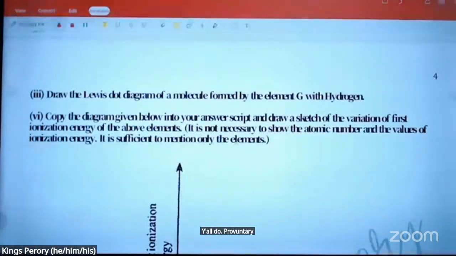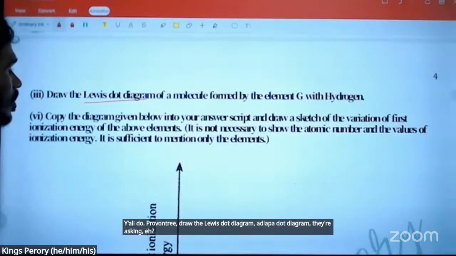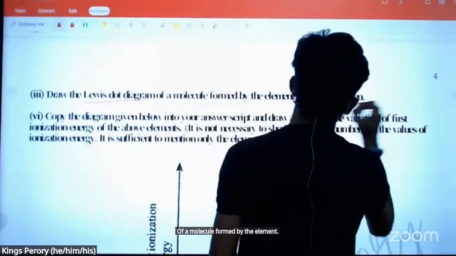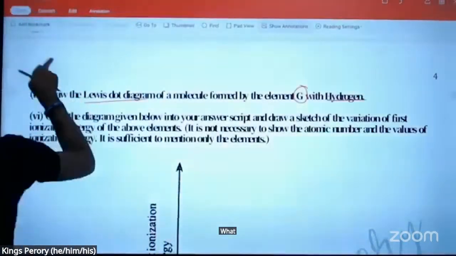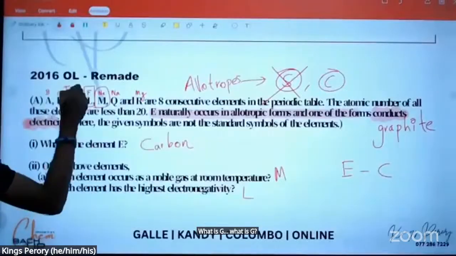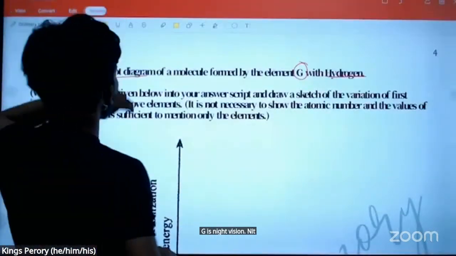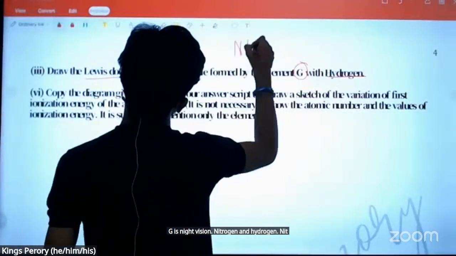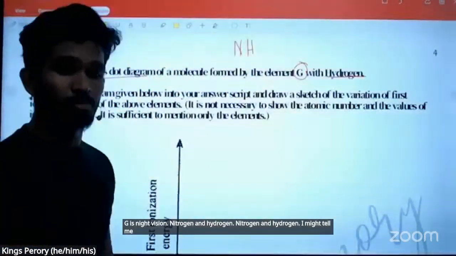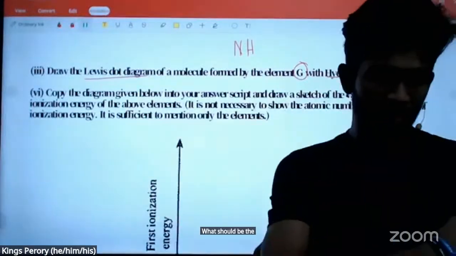Roman 3. Draw the Lewis dot diagram of a molecule formed by the element G with hydrogen. What is G? G is nitrogen. Nitrogen and hydrogen. Tell me, what should be the molecule? Nitrogen and hydrogen.